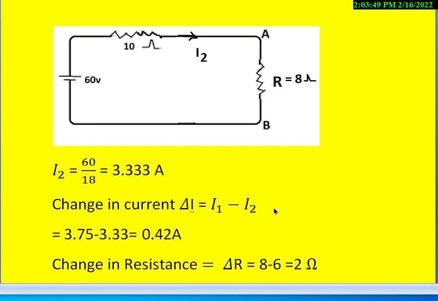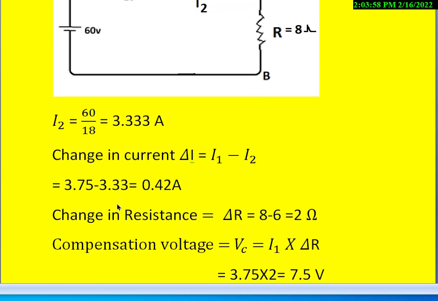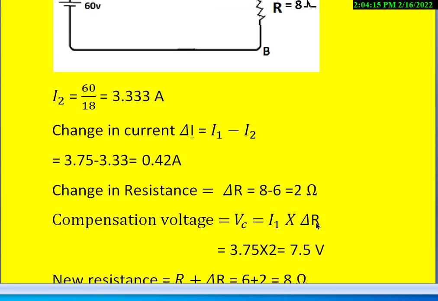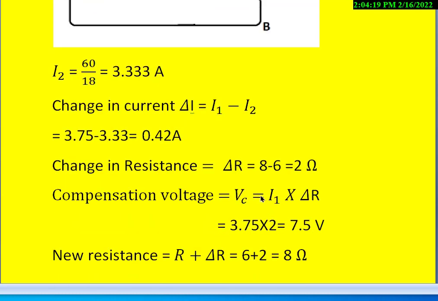Then find out the difference between the currents I1 and I2. We call that as delta I, that is I1 minus I2, that is 3.75 minus 3.33, then we get the difference as 0.42 amperes. Then we can also find out the change in the resistance, that is delta R, that is 8 minus 6, which is 2 ohms. Then the compensation voltage we calculate like this.